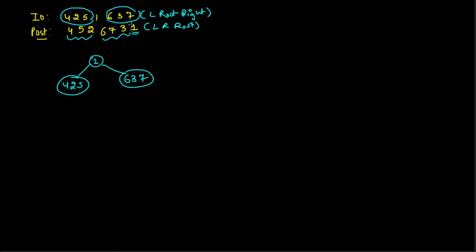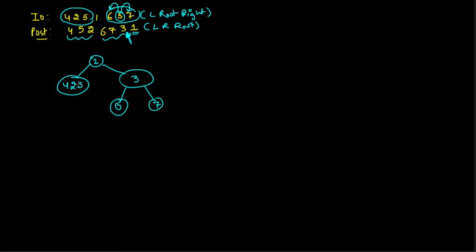Now in the 6, 7, 3 you will see the element which is in the rightmost part, and the element is 3. Therefore this 3 is the root. Now if 3 is the root, we have to identify what the left subtree is and what the right subtree is. The left subtree contains 6, because I can see that from the in order. The right subtree contains 7. Therefore 6 is in the left and 7 is in the right.